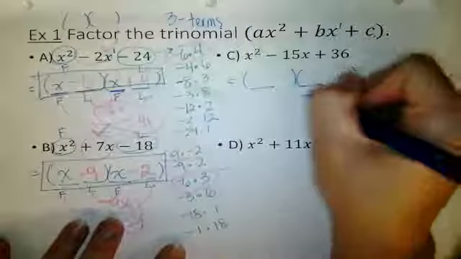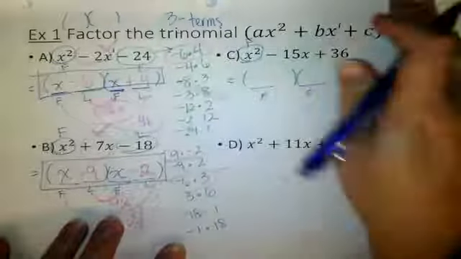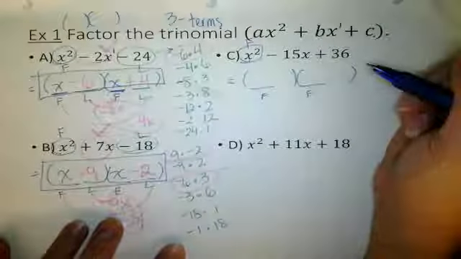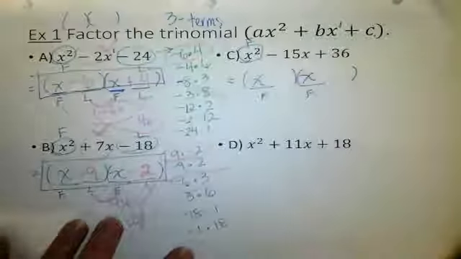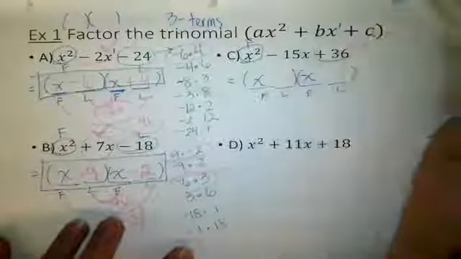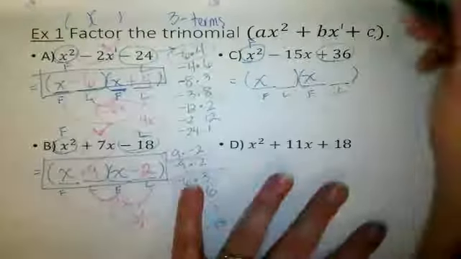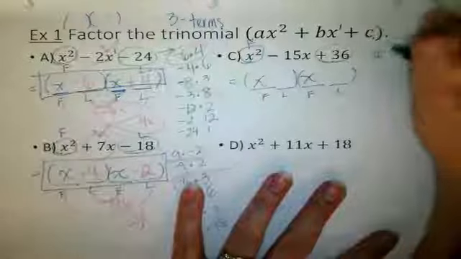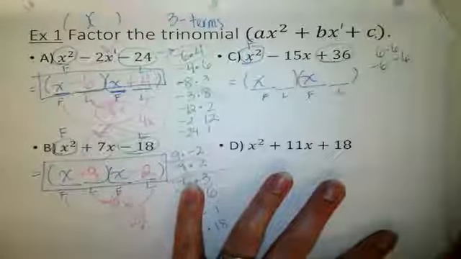First times first has to be the first thing. What times what is x squared? X times x is x squared, always. Last times last has to be positive 36. What times what is positive 36? Positive 6 times positive 6, also negative 6 times negative 6.